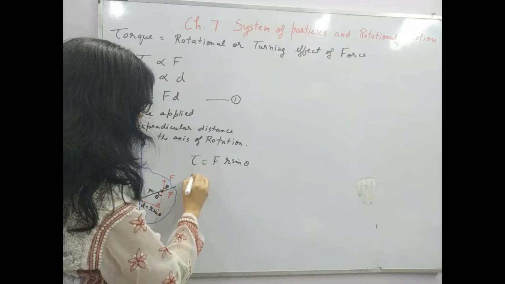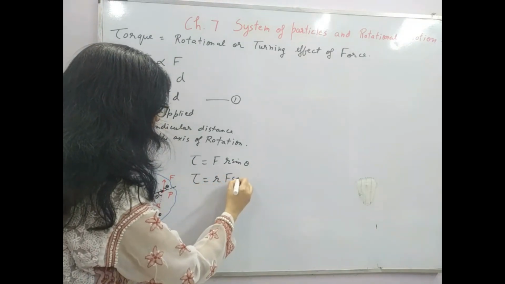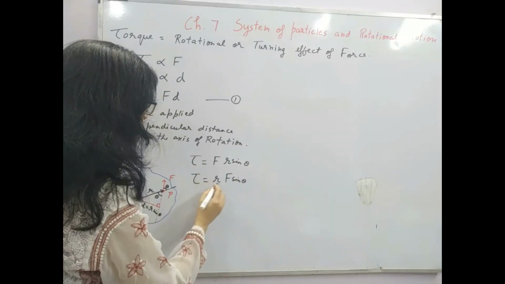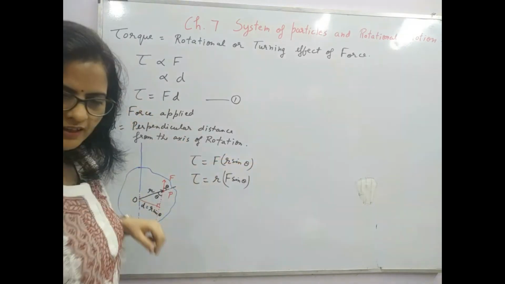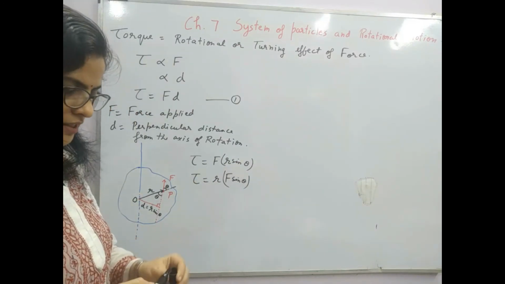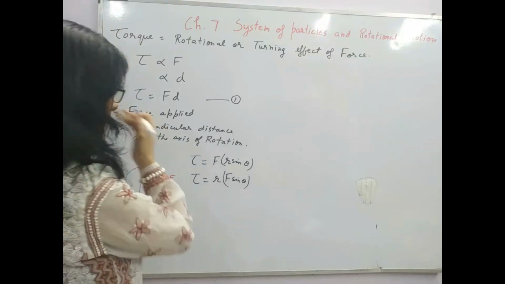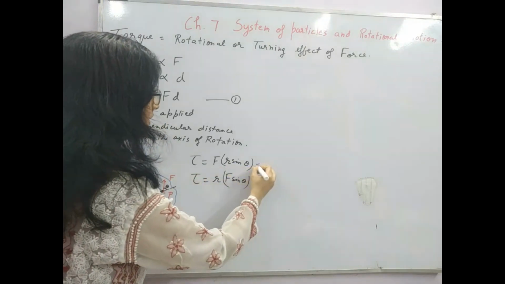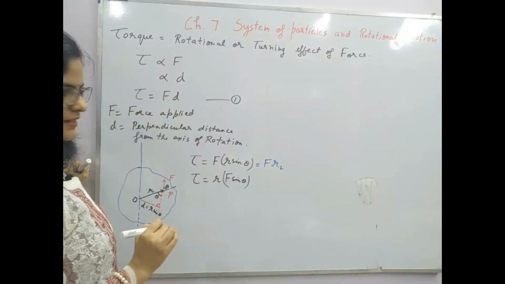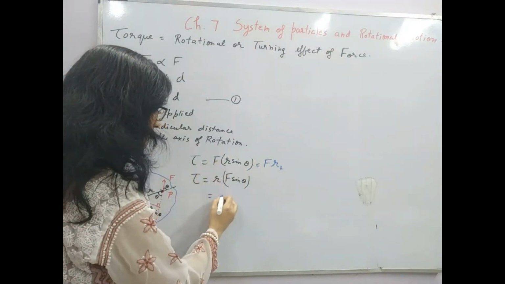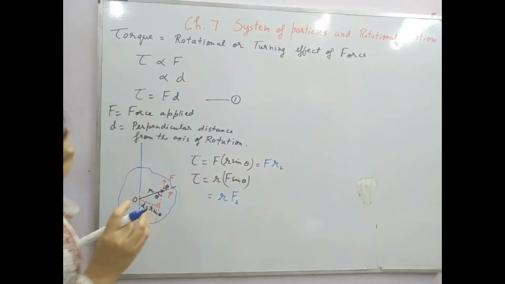So I can write it this way also, r into f sine theta, or f into r sine theta. Both ways it is correct if it is a scalar form, right? So from here, this r sine theta can be written as f into perpendicular distance. And as you will see, I'll explain that also, that this is the perpendicular component of force.